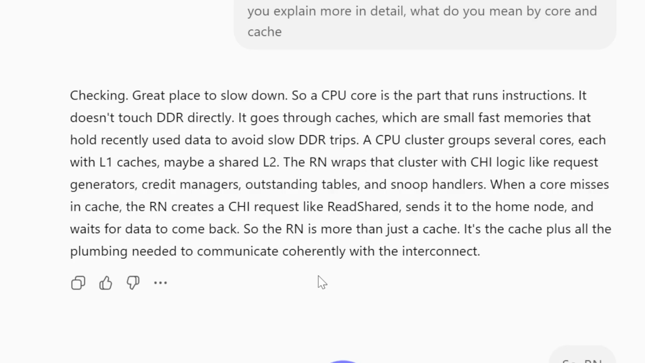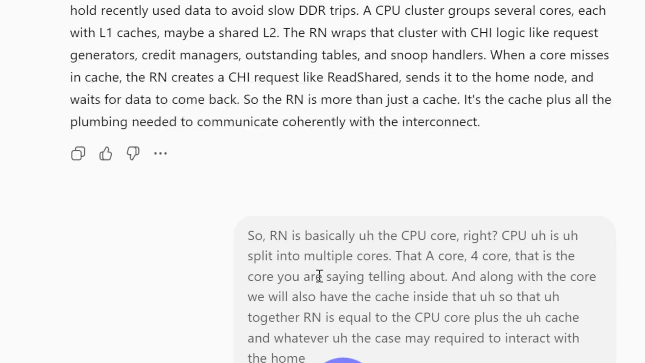ARM is basically the CPU core, right? CPU is split into multiple cores. That 8 core, 4 core, that is the core you're telling about. And along with the core, we will also have the cache inside that. So together, RN is equal to the CPU core plus the cache and whatever logic is required to interact with the core. Is that correct?